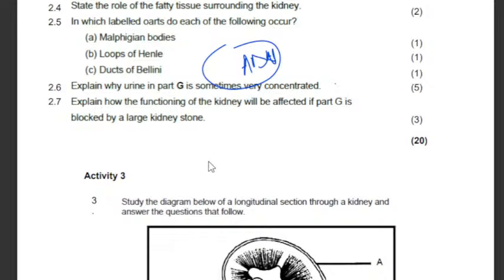Yes, meaning that the water won't be regulated. You won't have salts being regulated. All the things, the pH won't be regulated. So meaning that the kidney will fail completely.